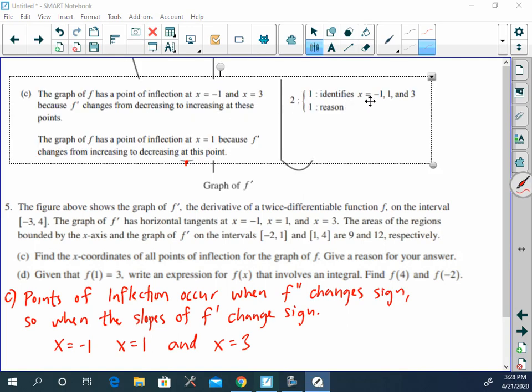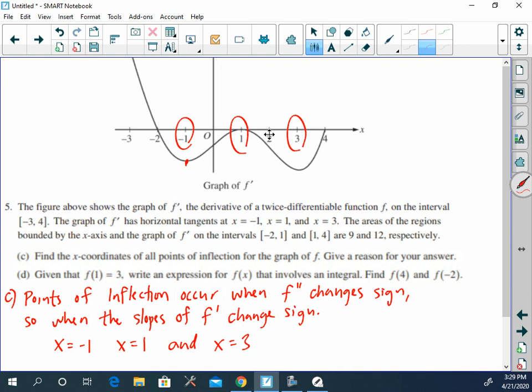So it identifies -1, 1, and 3. So we got our first point for sure, and then the reason. The graph of f has a point of inflection, and so on, because the derivative changes from decreasing to increasing at these points. So when the slopes of f prime change sign. So it's the same thing as what we have, same idea with that. So we got all our points there.